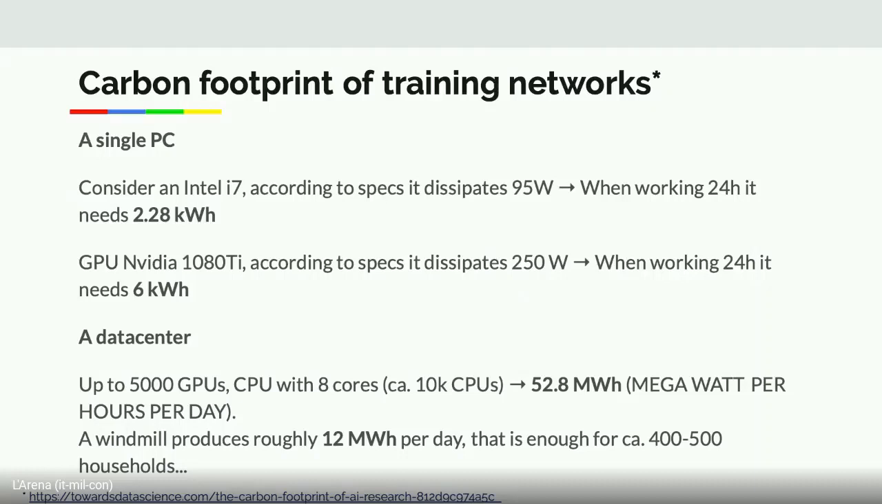A GPU goes up to 6, and consider a data center that can have up to 5,000 GPUs, like CPUs with 8 cores, it goes up to 52 megawatts per hour. And you know, 12 megawatts per hour can actually give enough energy to 500 houses, just to give you an idea.